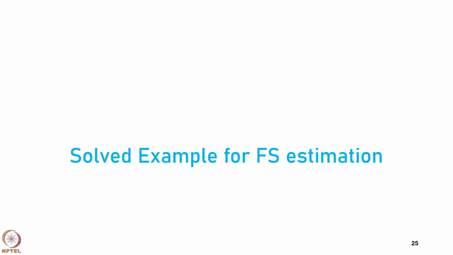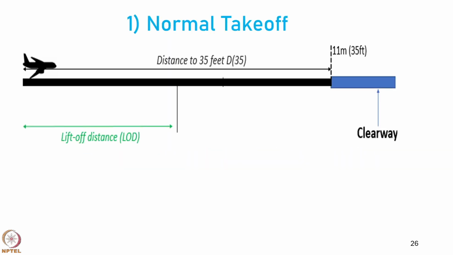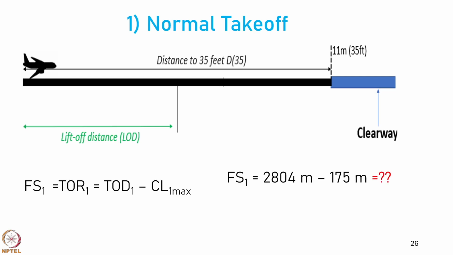Now, let us do this for the solved example. Again, in the normal takeoff case, FS1 is going to be TOR1, which is TOD1 minus CL1 max. We know that TOD1 is 2804, and we also know that CL1 max is 175. So, FS1 is going to be the difference of 2804 and 175. Again, pause the video and do the calculations yourself. The number comes out to be 2629 meters.